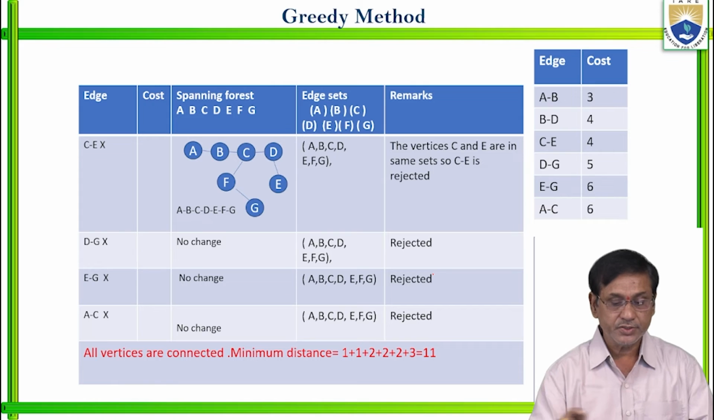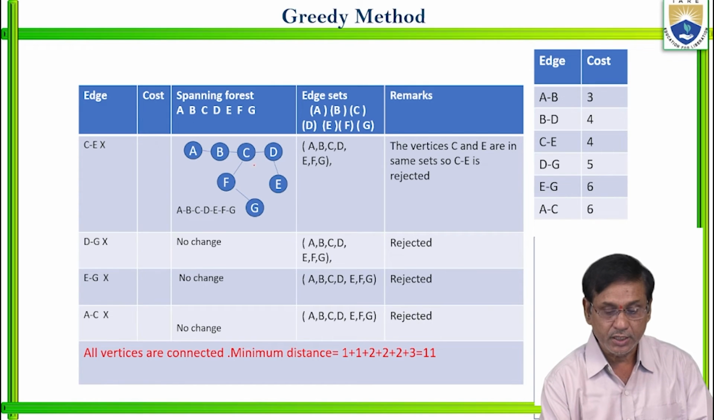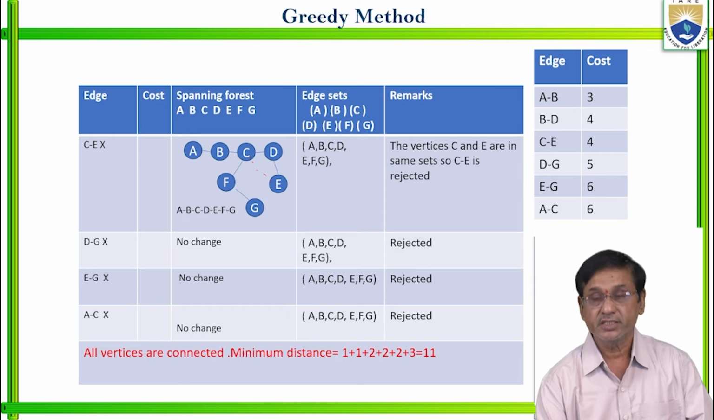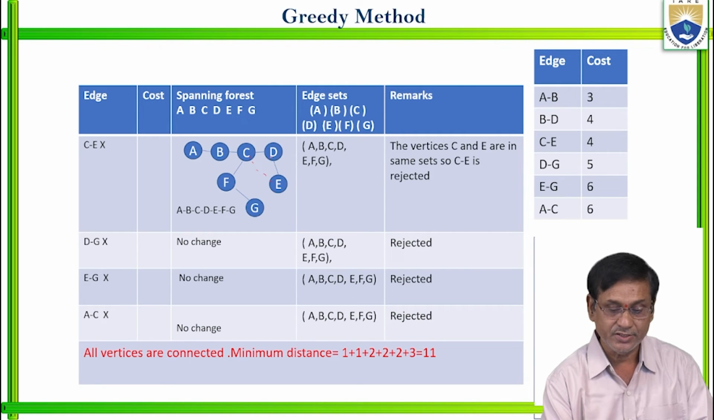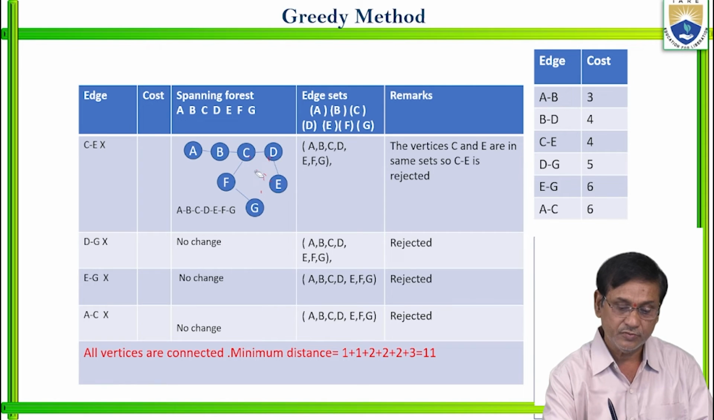Next, CE. Again, if you join CE, the loop is forming, so we should not consider that. That means the vertices C and E are in the same set. So CE is rejected. Next, DG also. If you consider D and G, again a loop is forming.